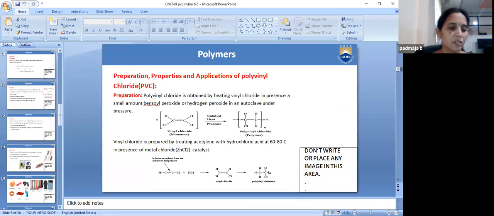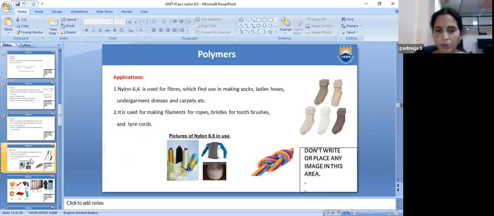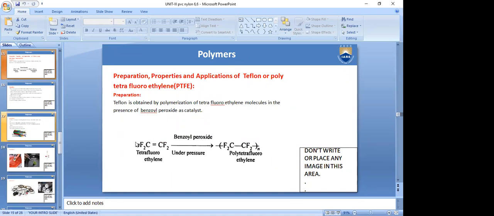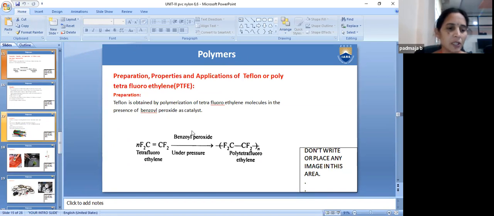Students, how are we preparing Teflon? Preparation of Teflon: polymerization of tetrafluoroethylene. We are going to prepare polytetrafluoroethylene by addition polymerization. So PVC and Teflon come under addition polymerization.